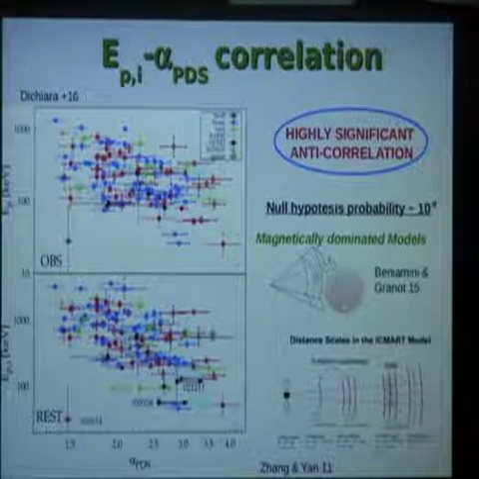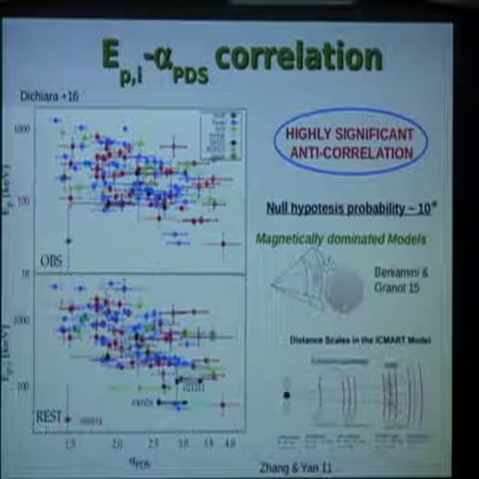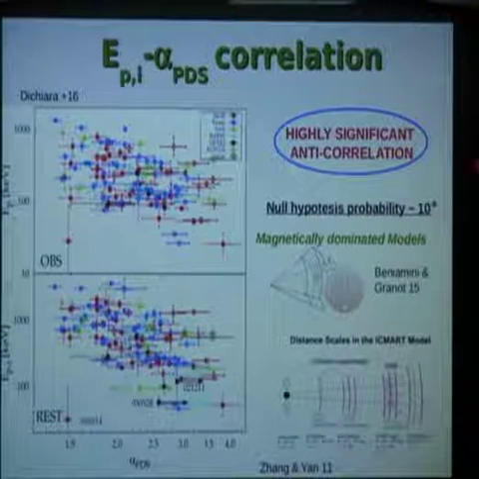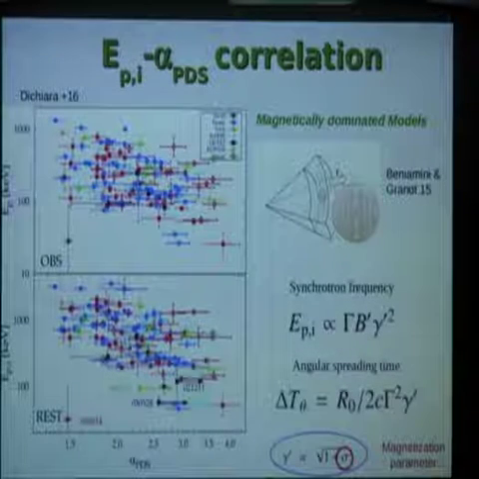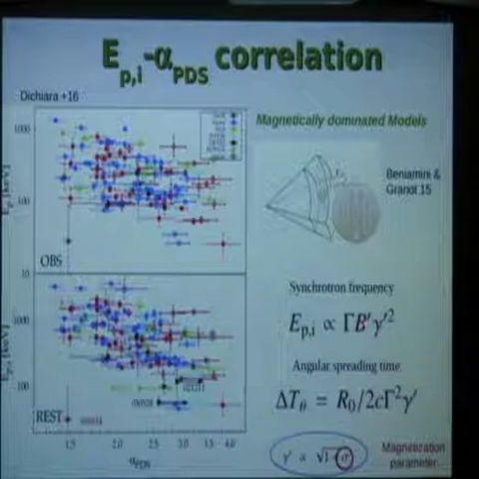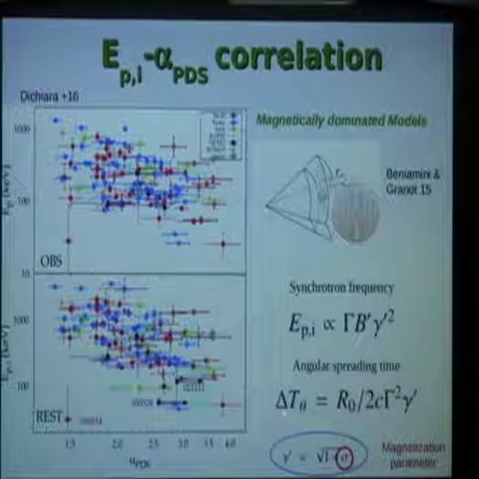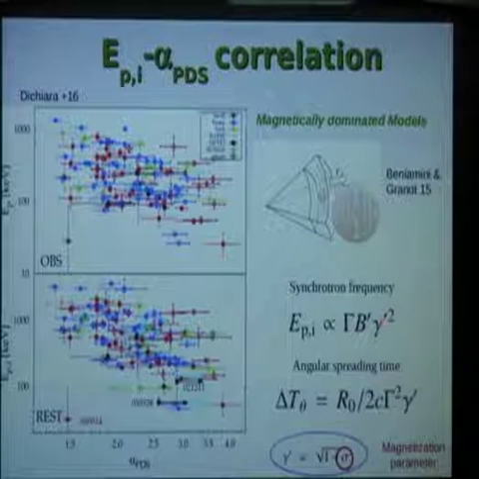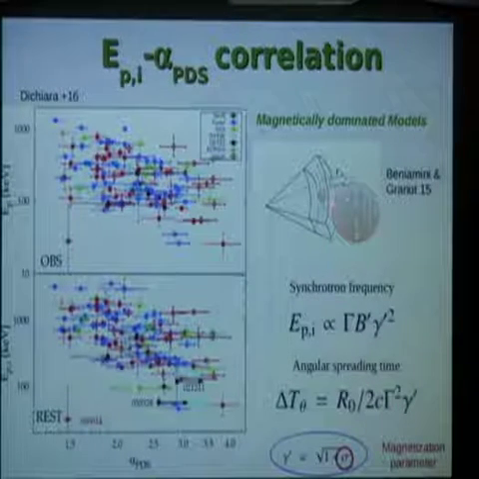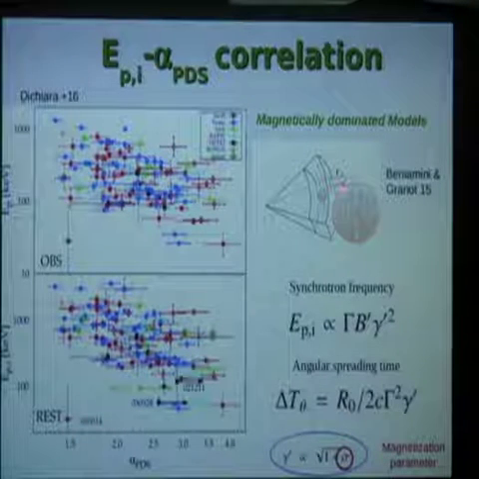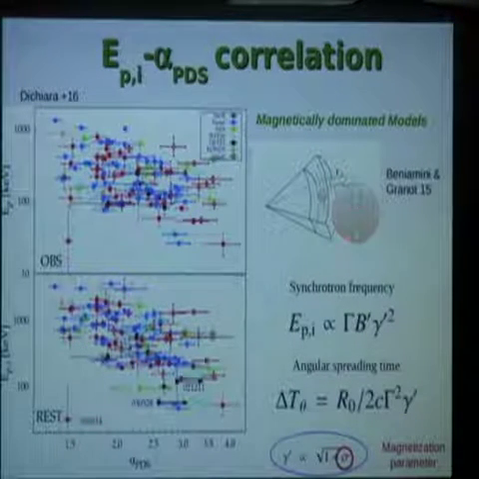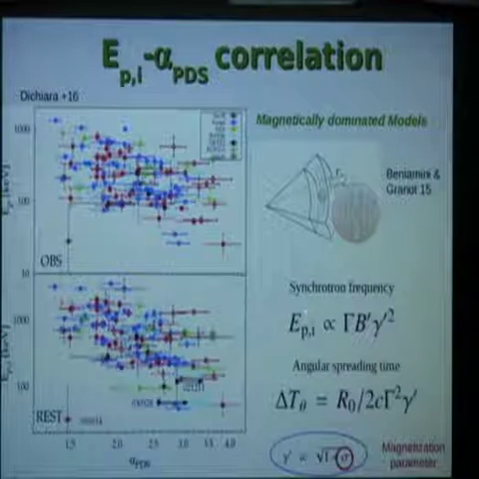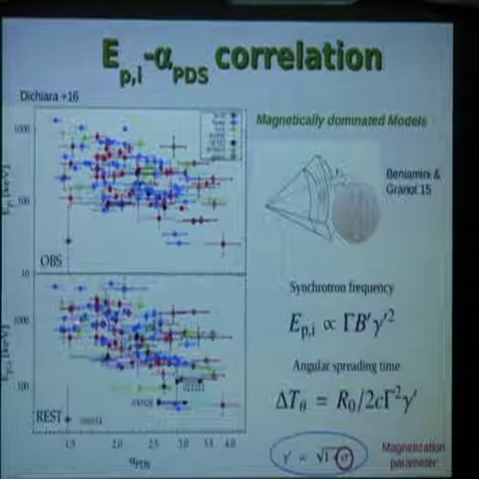There is one of the theoretical models proposed to explain the prompt emission that predicts something like that. Like in the magnetically dominated emission model, the peak energy is related to gamma prime, and the duration of the pulses is related to gamma prime. Gamma prime is the relativistic factor of the material accelerated along the magnetic field in the magnetic reconnection region. So, according to this, we should observe something like that.